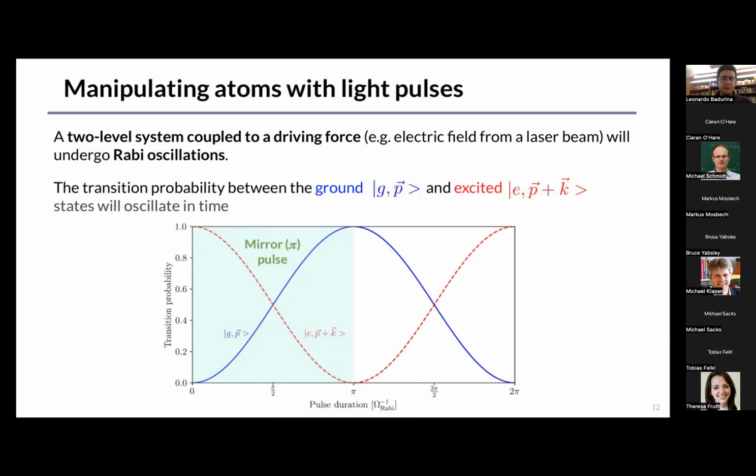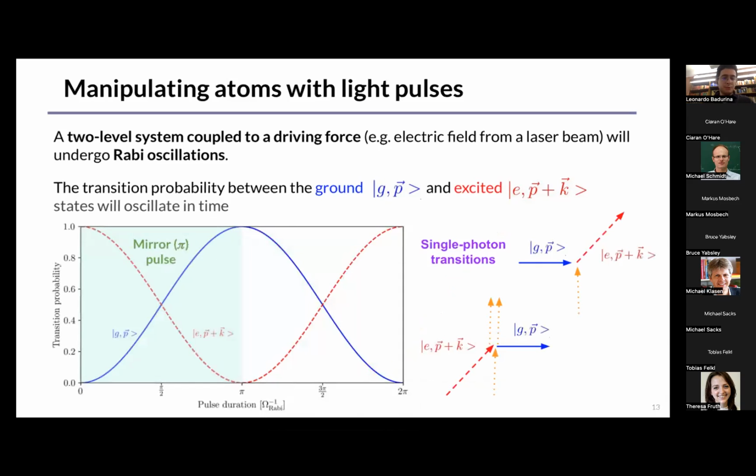So effectively what this means is that we've been able to reverse the internal degrees of freedom of the atom by changing the ground state to the excited state or vice versa. But we've also been able to effectively add momentum to the ground state, or subtract momentum from the excited state. In the case of single photon transitions, this can be understood again with these diagrams here.